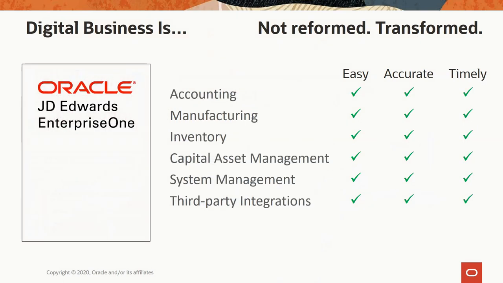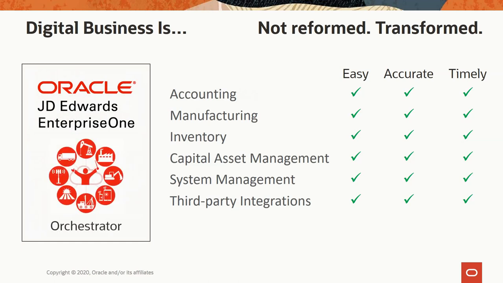So if all these business models are possible with today's technology, why can't our ERP transactions take on those same characteristics? Shouldn't we have the same expectations of our ERP system? Why can't our accounting and manufacturing and inventory processes be just as easy, accurate, and timely? Well, they can, in large part because of the capabilities provided by the JD Edwards EnterpriseOne Orchestrator. Let's take a look at some examples.